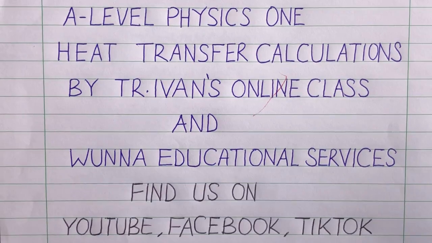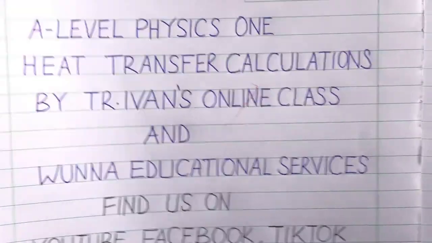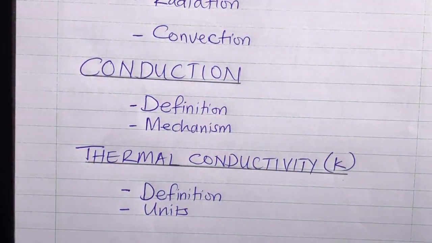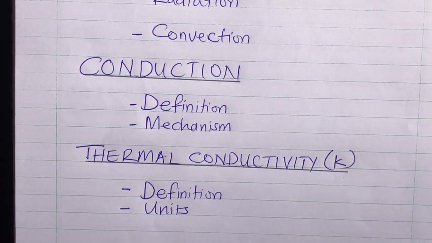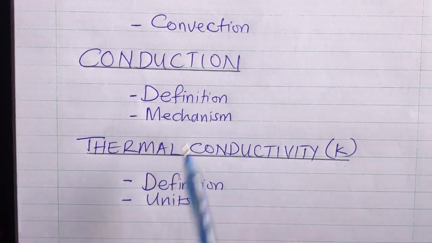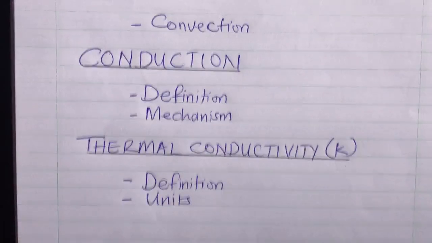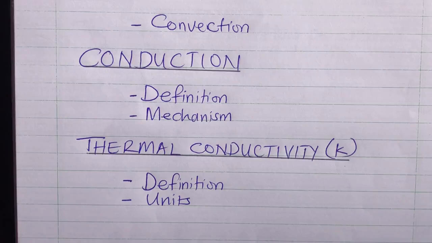We are still looking at the heat transfer calculations, that is A-level physics paper 1. This is our second episode, where we are still looking at heat transfer by conduction in solids. In our previous discussion, we looked at the definition of conduction and the mechanism of heat conduction in both non-metallic and metallic solids. We had a question as we were wrapping up.